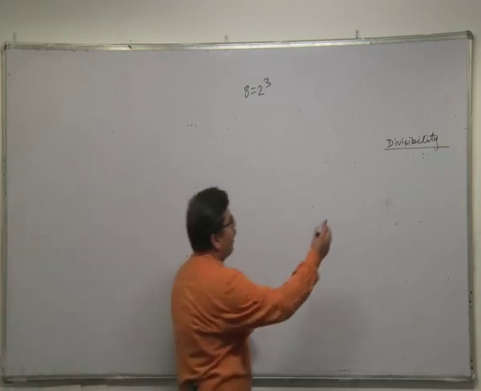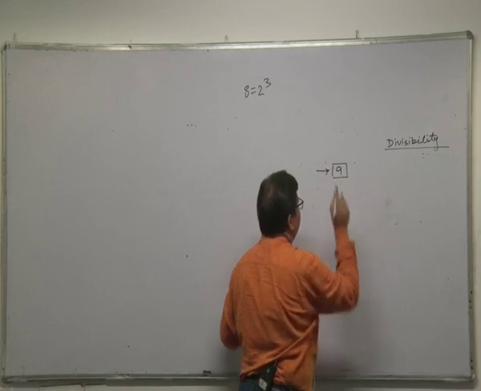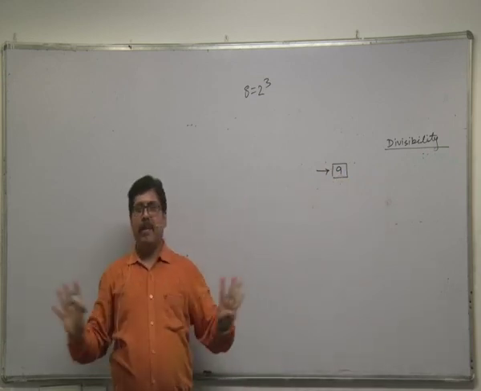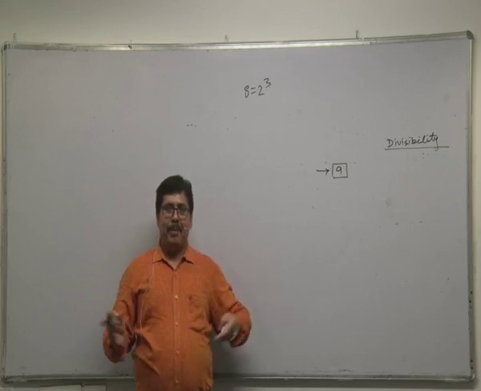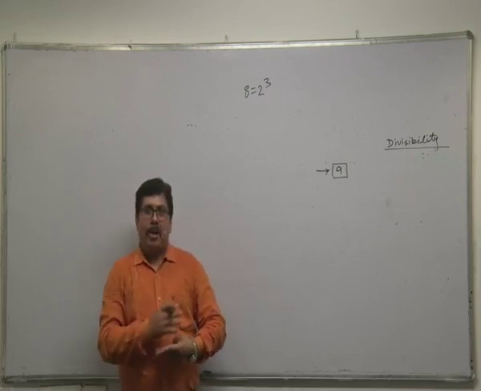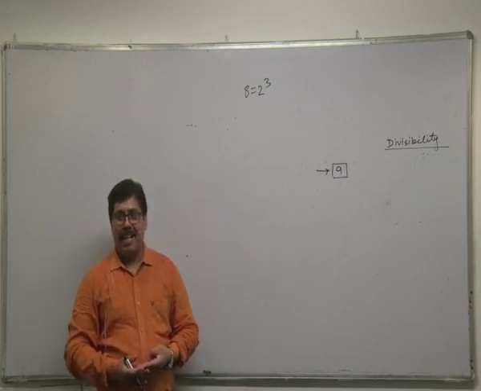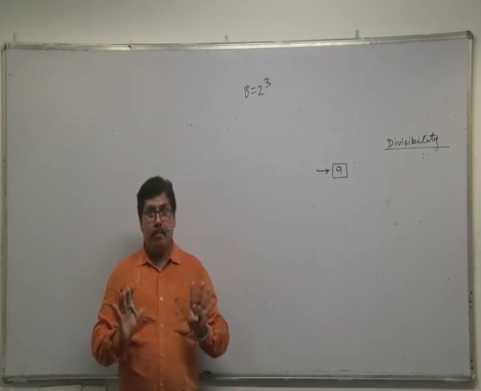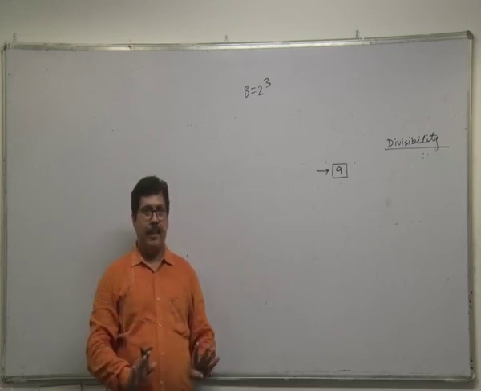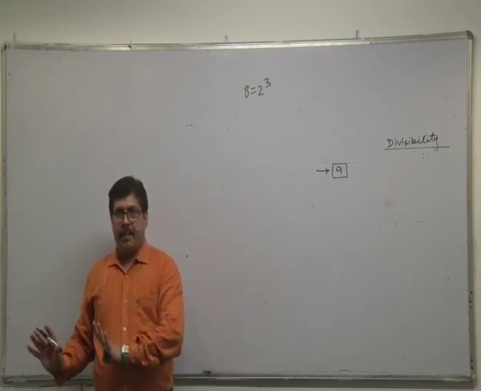So any number is a multiple of 9. I'm sure you know this funda. All of you know this funda. This is one of the most interesting features of numbers. Any number is a multiple of 9 if the sum of the digits is perfectly divisible by 9.